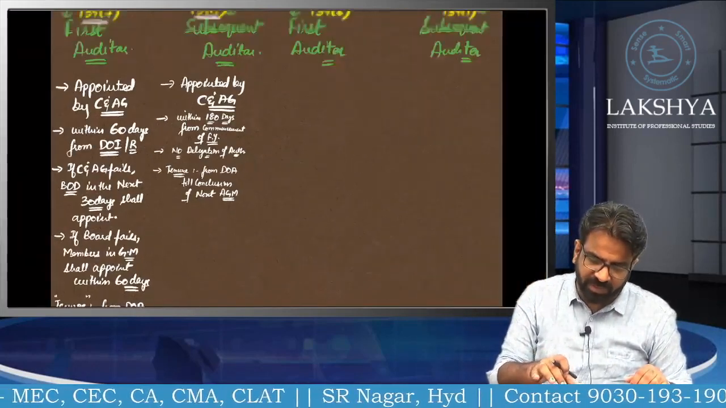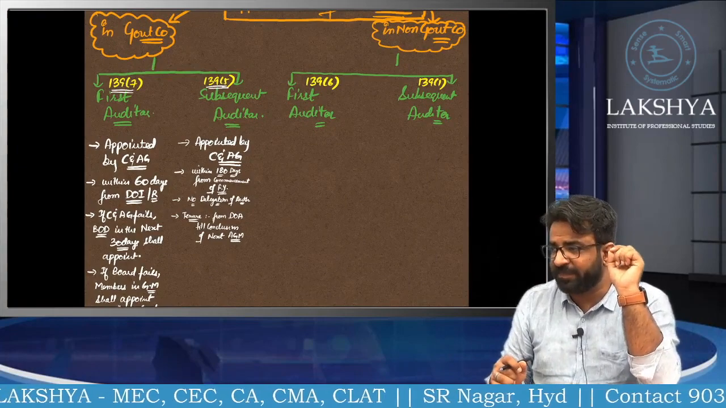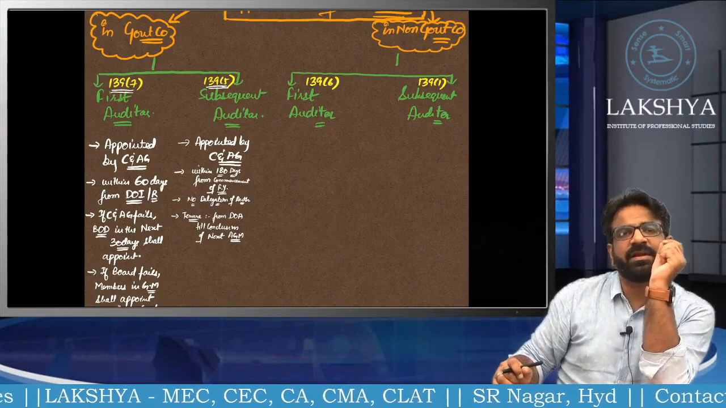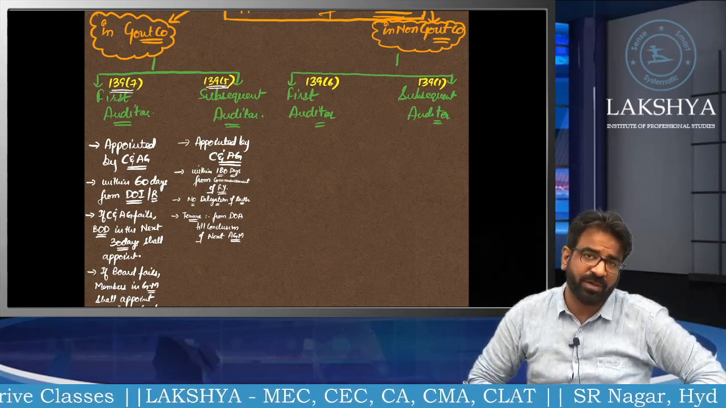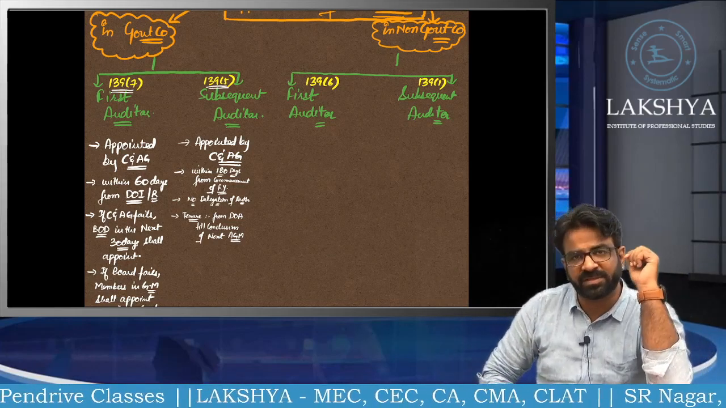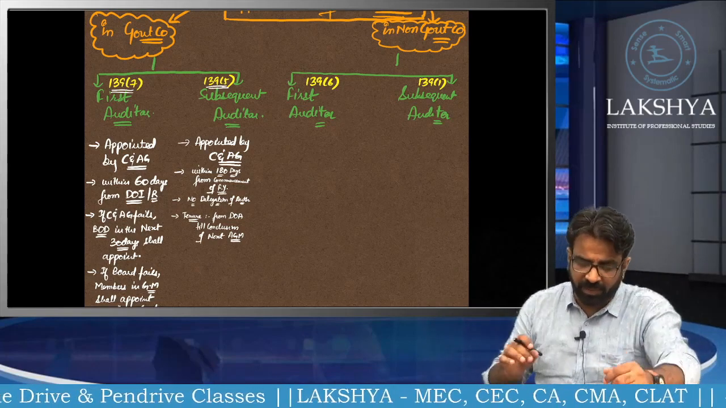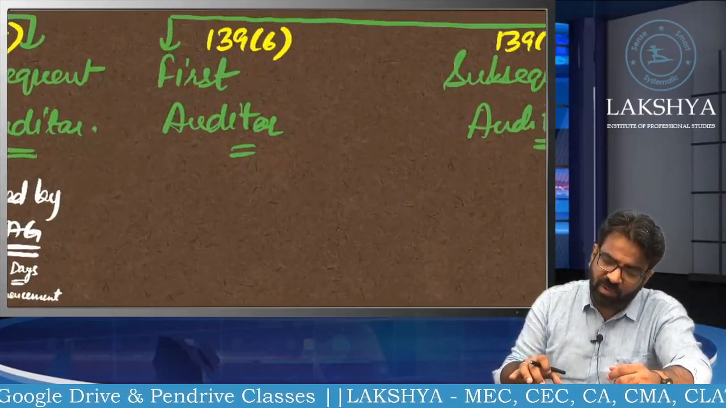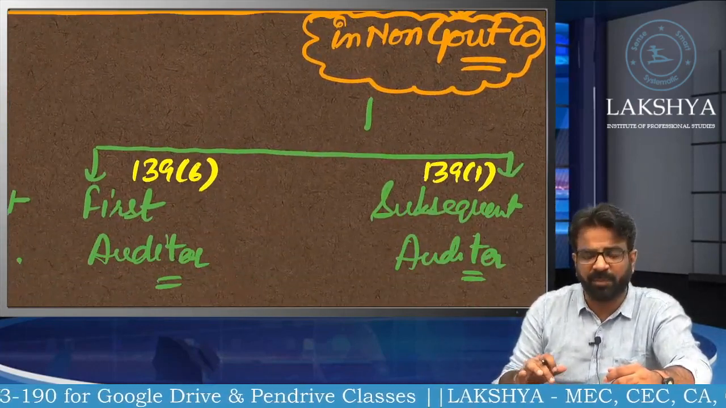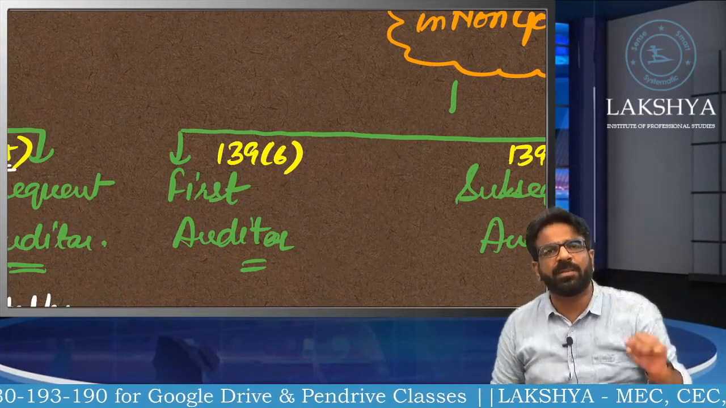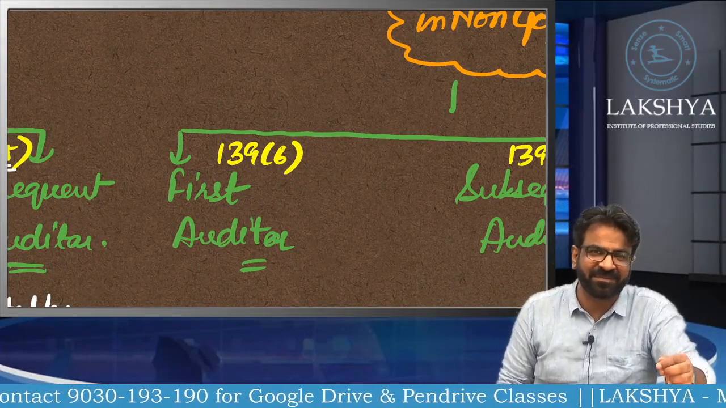So what are the topics we are done with? We are done with section number 139 subsection 7 and we are also done with section number 139 subsection 5. What is 139 subsection 7? First auditor of a government company, and 139 subsection 5, subsequent auditor of a government company. Now we have to move to the first auditor of which company? Non-government company. First of all, tell me, what do you mean by non-government company? A non-government company is a company which is not a government company, right or not?